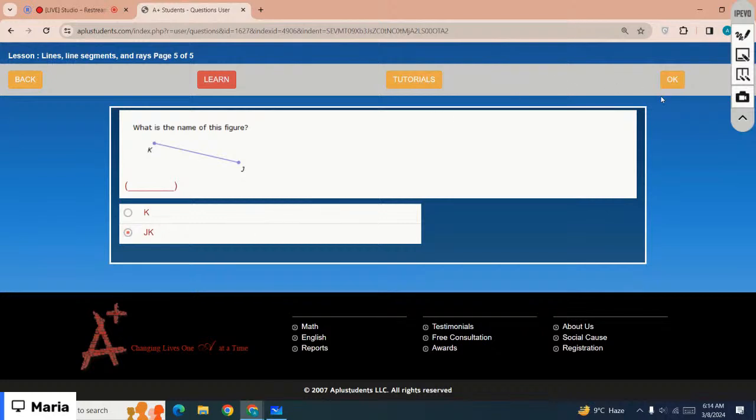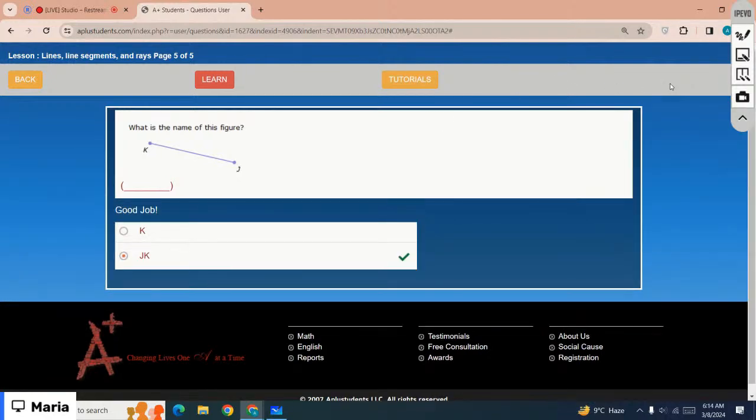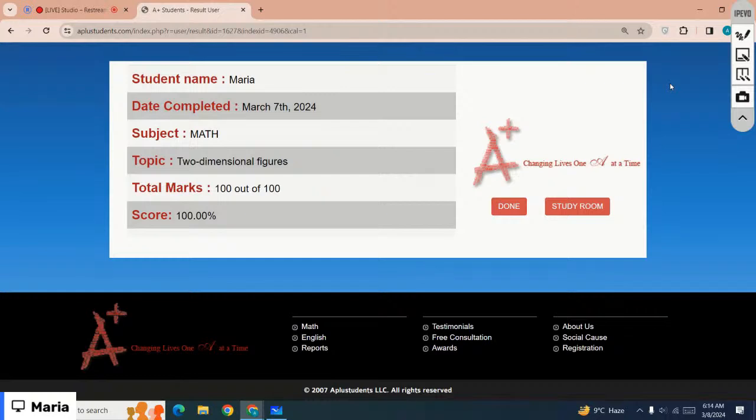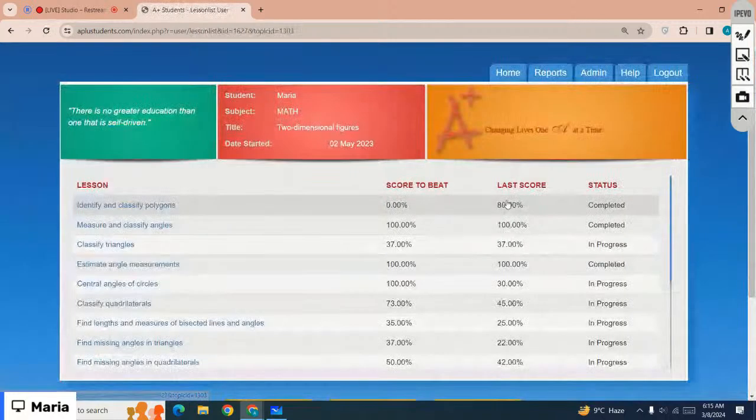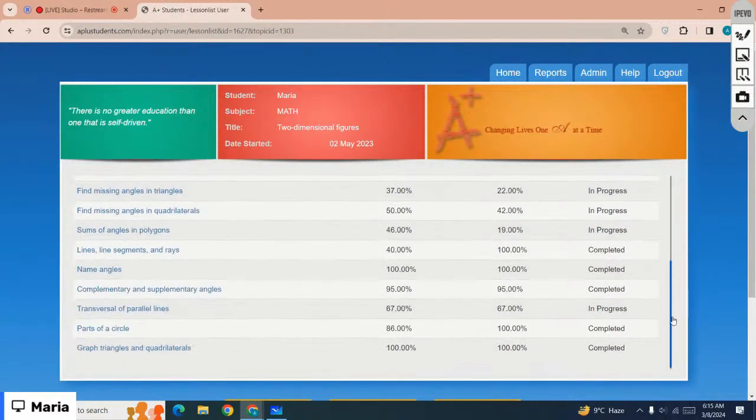Okay, we are done with the lesson. Let's just move on to the next lesson. Yes, that is JK. And the next lesson is name angles.